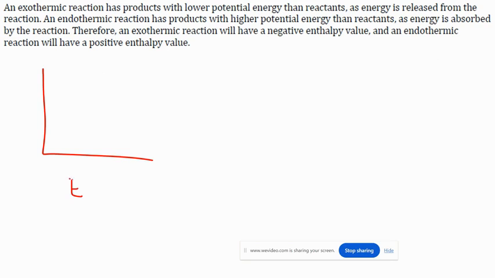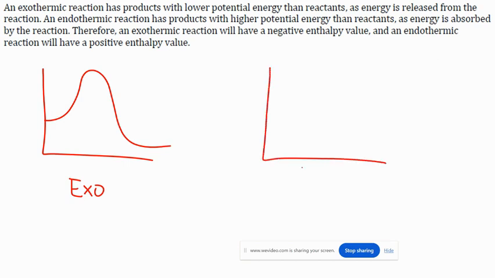Exo is going to look like this. An endothermic reaction is going to look something like that. Those are the differences between an endothermic and exothermic reaction.